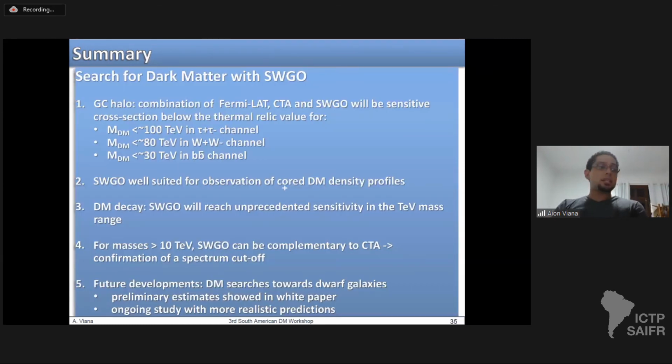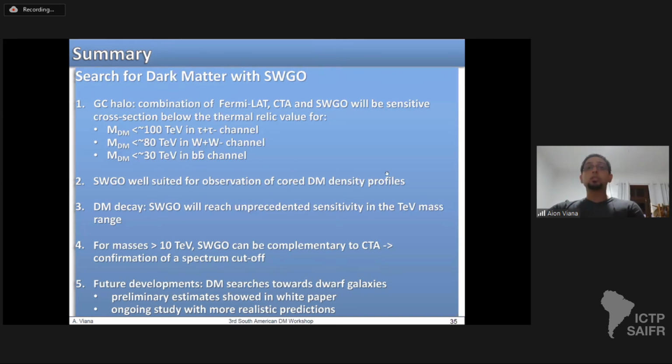So basically, that's it. I showed here that with this future instrument, we'll be able to provide combined sensitivity with Fermi-LAT and CTA, able to probe dark matter cross-sections below the thermal relic value for masses below 100 TeV, 80 TeV, and 30 TeV for different channels.